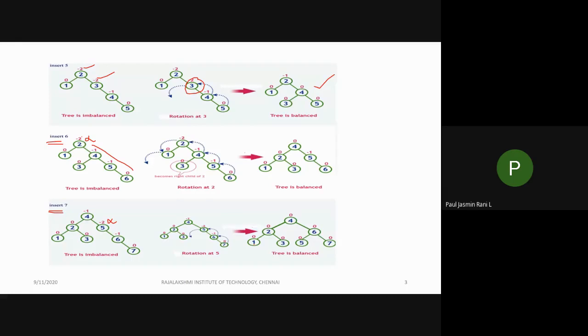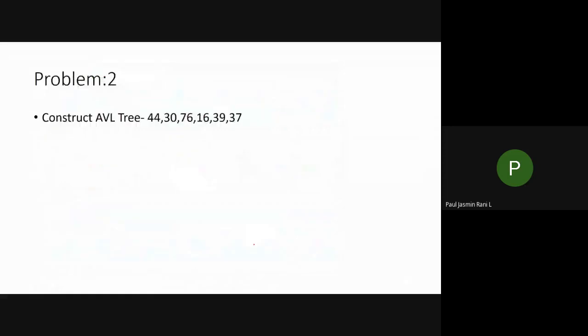So next I'm going to give one example. Please take your notebook. You are going to construct an AVL tree for the given problem. Take down this problem. I will give you 2 minutes and you have to tell me which is your alpha node.